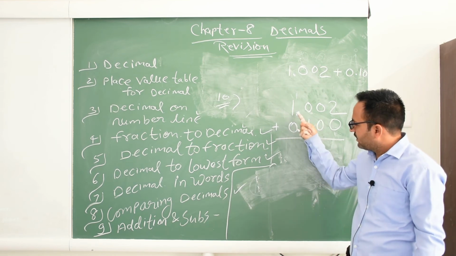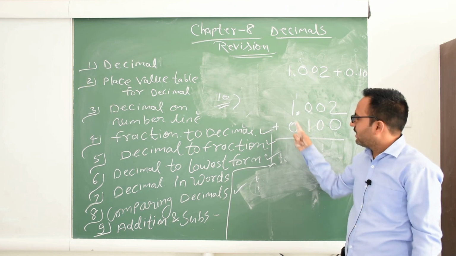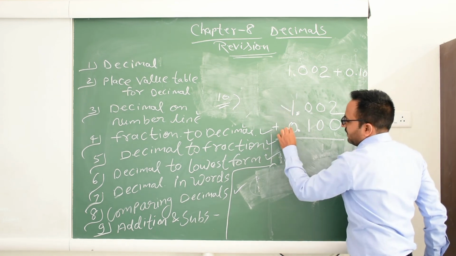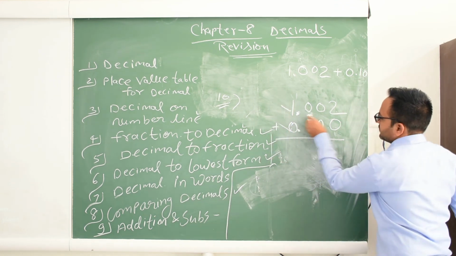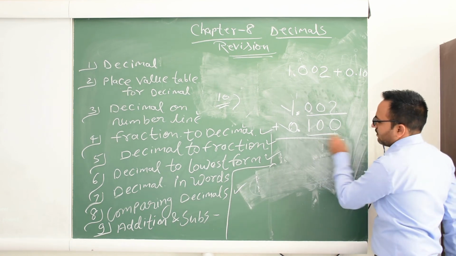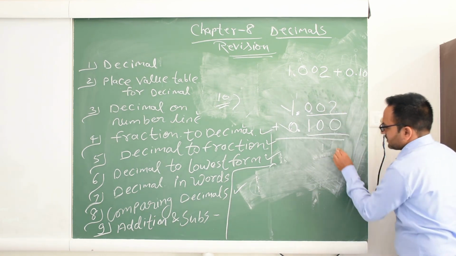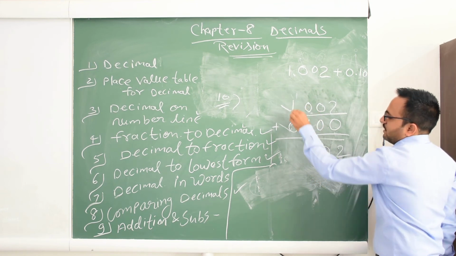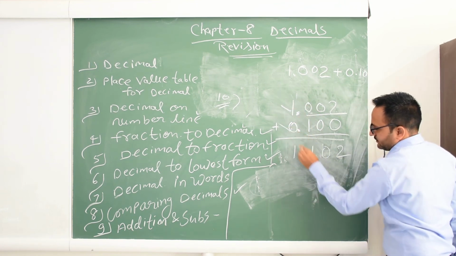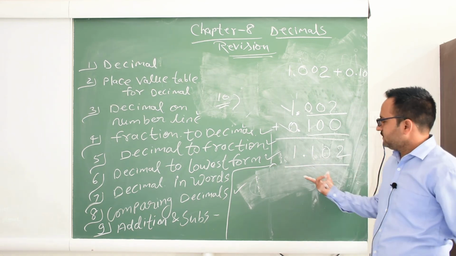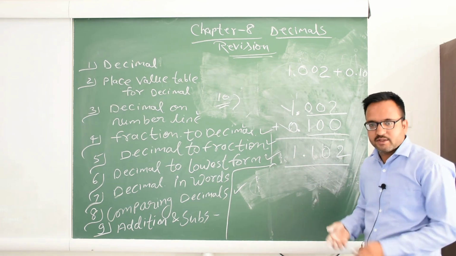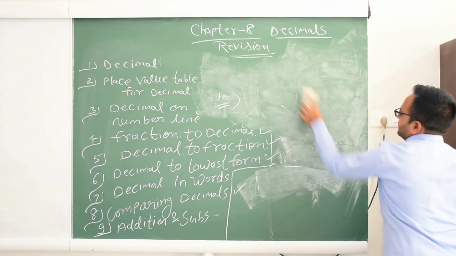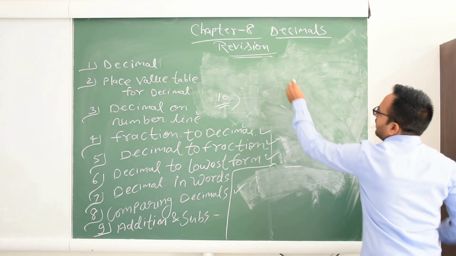We keep the points on the same side. Here is the whole number and here is also a whole number, and this is the decimal part and this is also the decimal part. So now we add: 0 and 2 is 2, 0 and 0 is 0, 0 and 0 is 0, 1 and 0 is 1, and we put the decimal point. So this is your addition. Okay. Now we take subtraction. How to subtract?